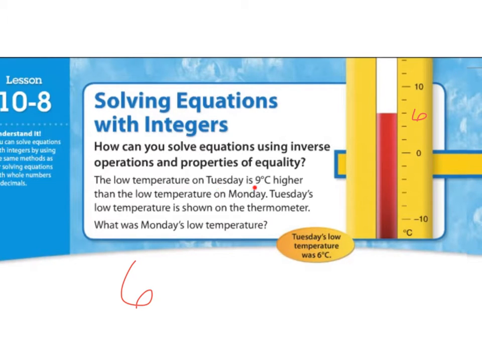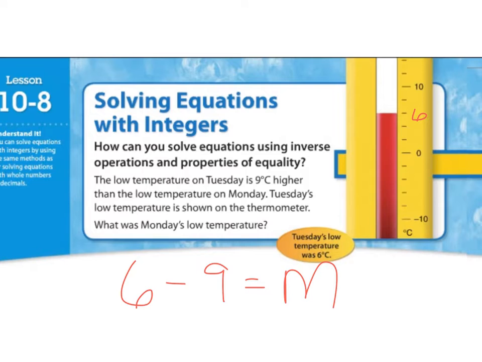Tuesday's is 9 degrees higher than the low temperature on Monday. All right, so if this is higher, we're trying to get a lower number. What do I do with that 9 degrees to get a lower number that's on Monday? All right, I'm going to need to subtract that 9 degrees to get that lower number on Monday.